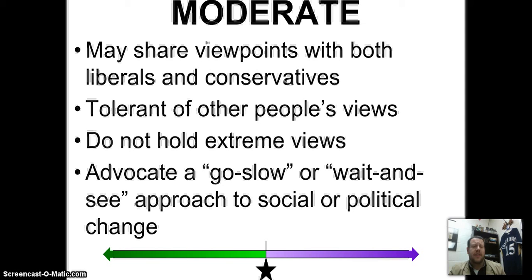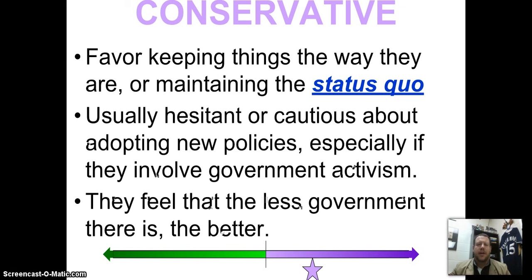We're going to do a lot of quizzes, a lot of activities, to figure out exactly where you stand. Typically, moderates are very tolerant of other people's views. Like, okay, I see that. Okay, I see that. Whatever it is. They don't hold very extreme views. So a lot of times their approach is, go slow, wait and see. We're going to see how things look. That's kind of the approach of a moderate.